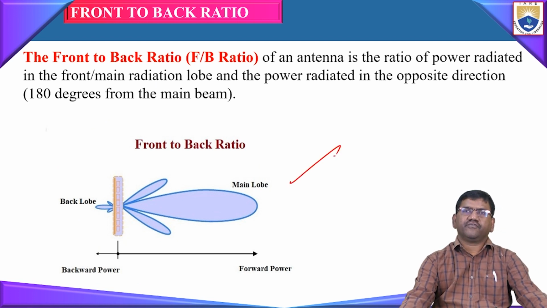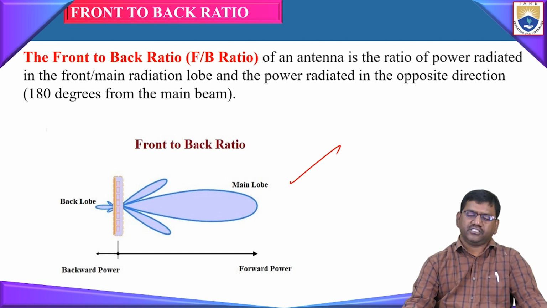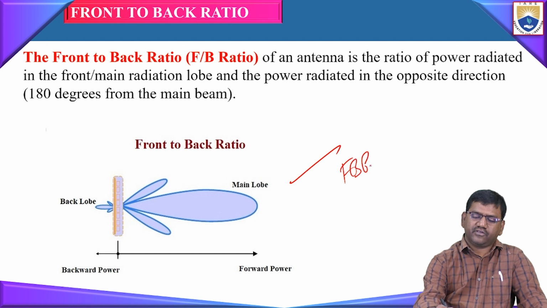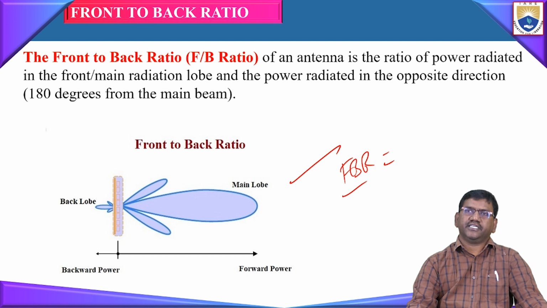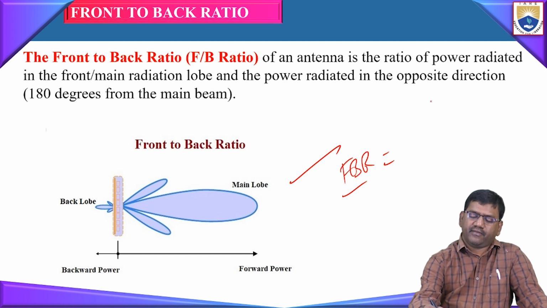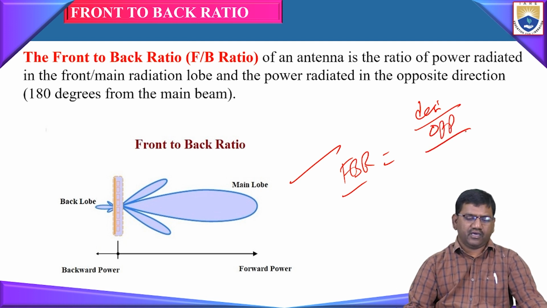The next parameter is front to back ratio. The front to back ratio is the ratio of power radiated in the front radiation lobe to the power radiated in the opposite direction. So power radiated in the desired direction by power radiated in the opposite direction, we call it FBR. FBR stands for front to back ratio, denoted by the symbol FBR. It is measured in dB.